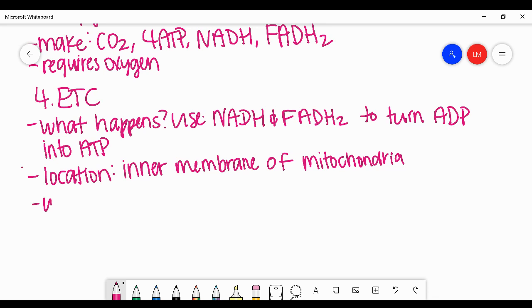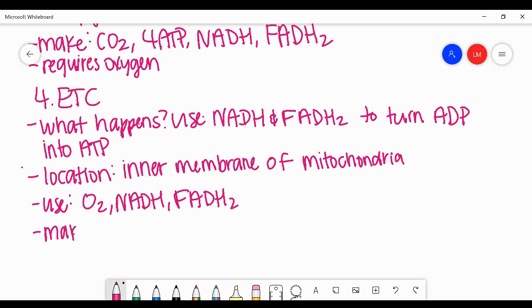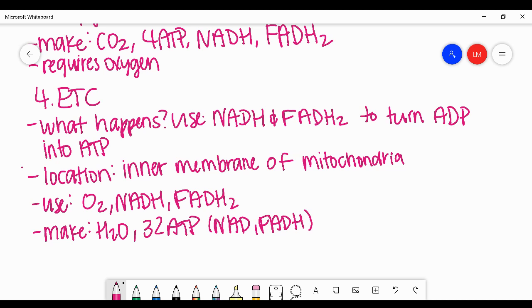We are going to use oxygen, NADH, and FADH2, and we are going to make H2O and about 32 ATP. So this is our big ATP generating thing. And then, as a side note, we'll also make NAD and FAD. And those will be sent back to the Krebs cycle and glycolysis to pick up more electrons.